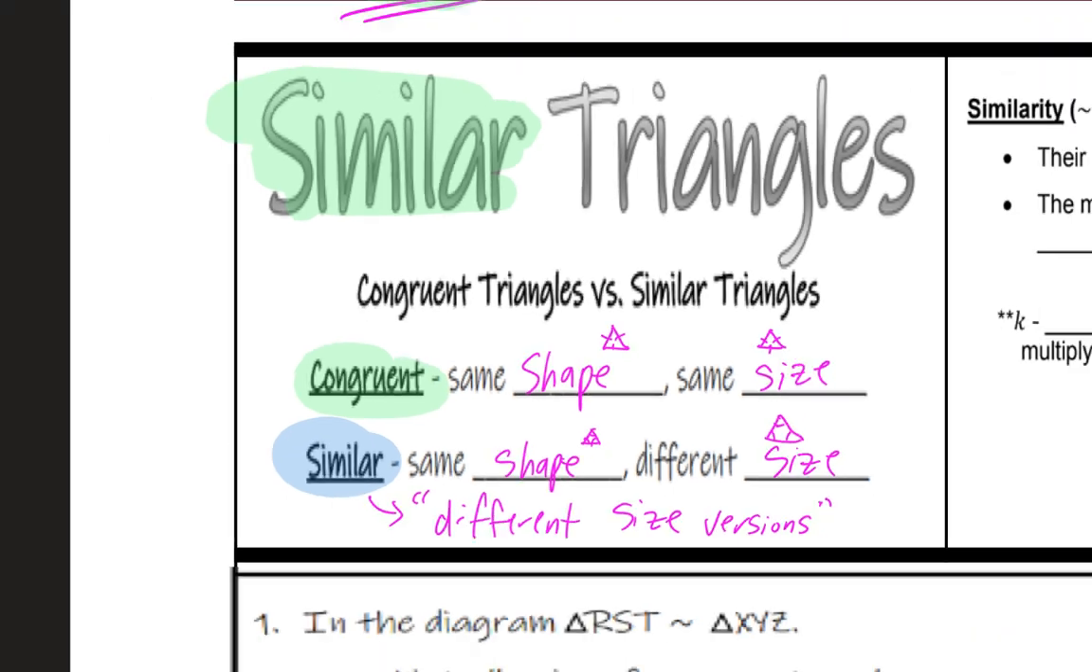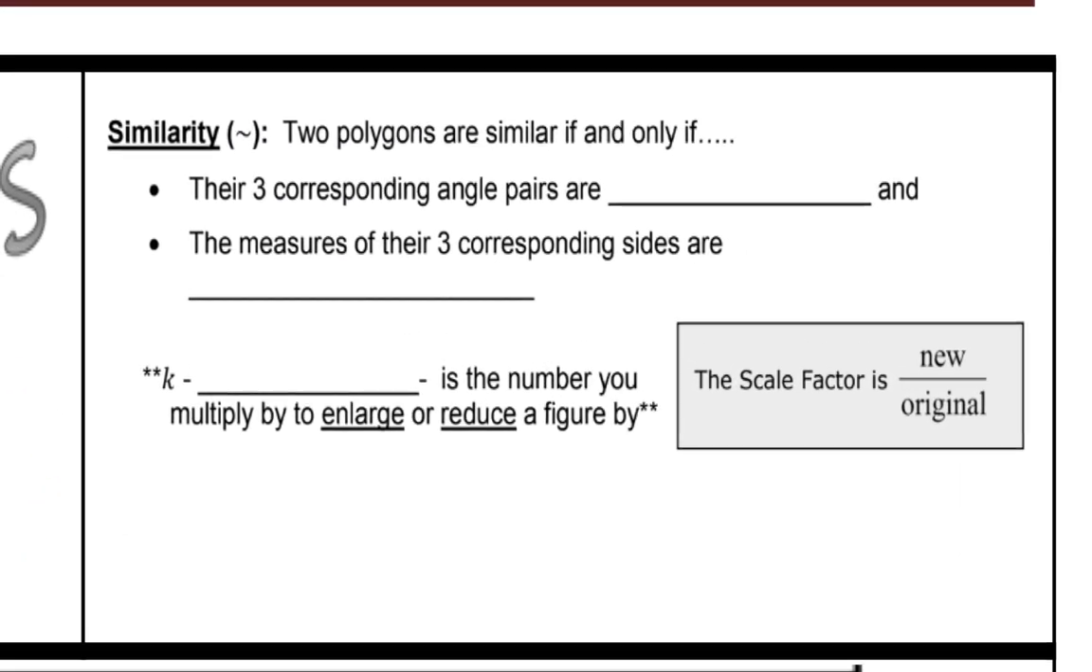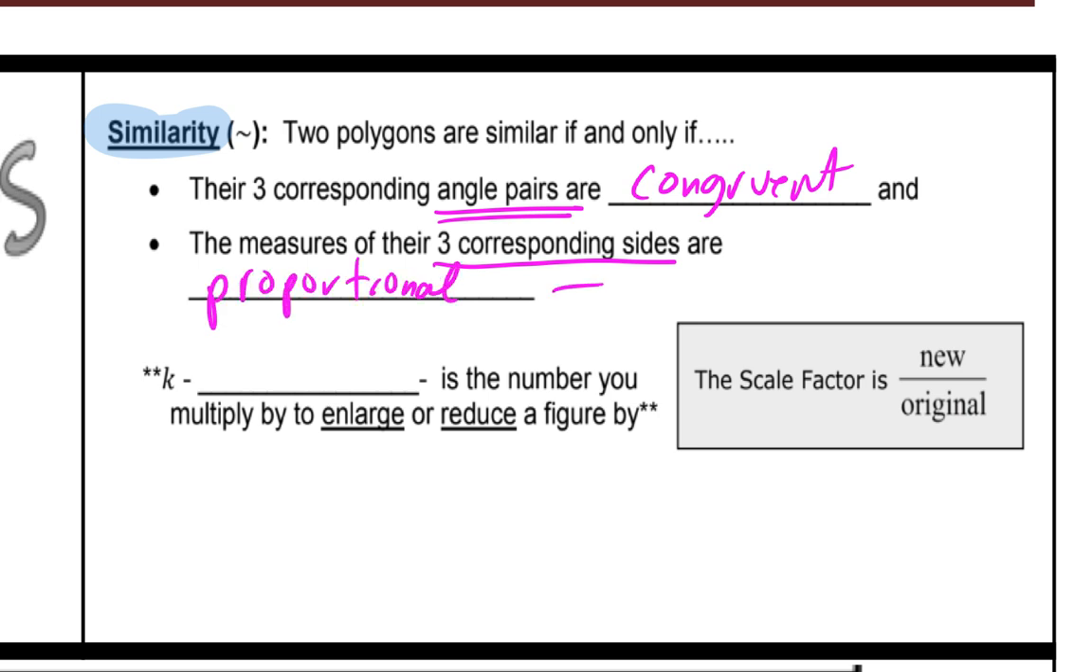So let's write down those definitions. What similar means is that two polygons are similar if and only if the three corresponding angle pairs are congruent, and the measures of the three corresponding sides are proportional. That means when we solve it, we're going to set something up that looks like that. That's what proportional means: we can set up a ratio equals a ratio.